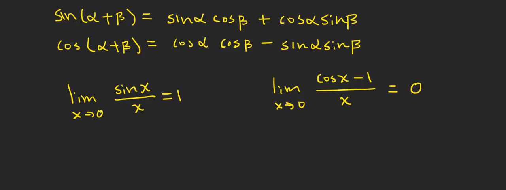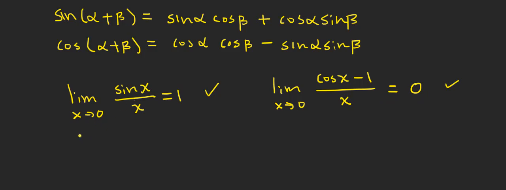And do you remember from the chapter on limits, the limit of sine x over x as x approaches 0 is 1. We're going to need this to prove the derivative of sine x is cosine x. And what about the limit of cosine x minus 1 over x as x approaches 0? Well, you may use your calculator and you will find out that this is equal to 0.